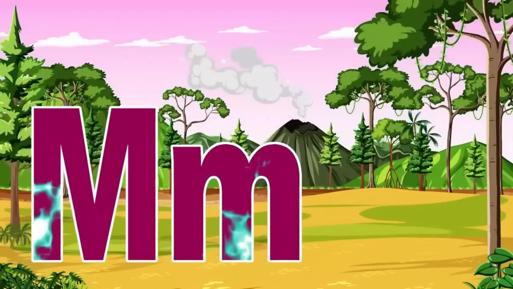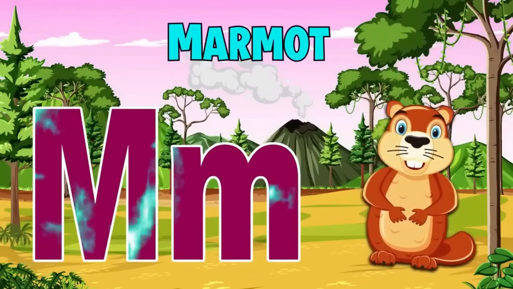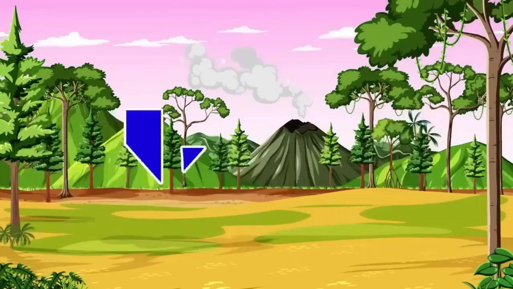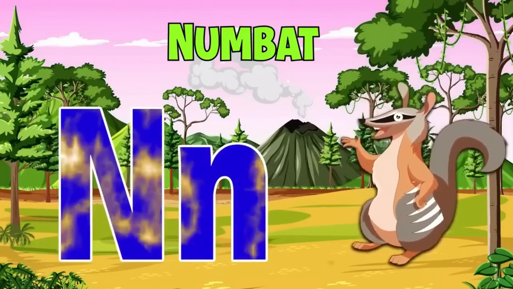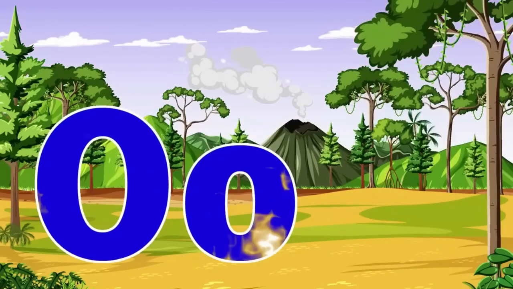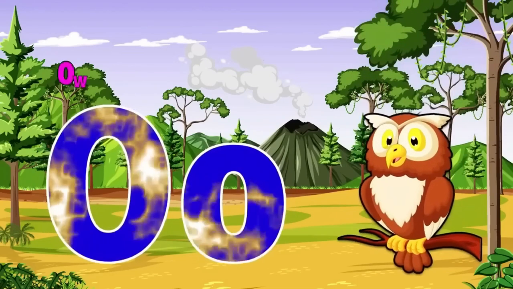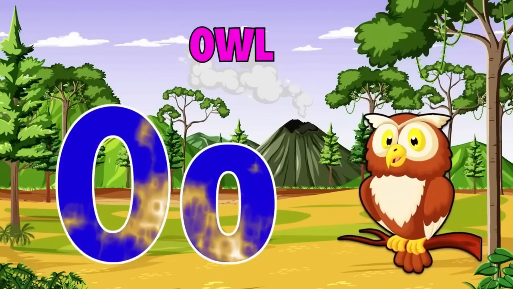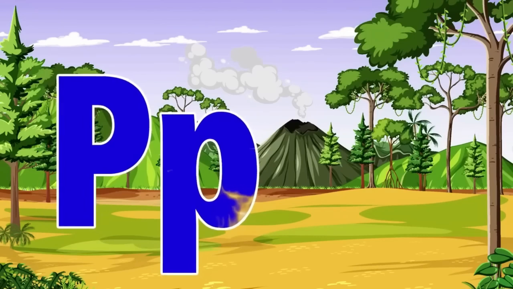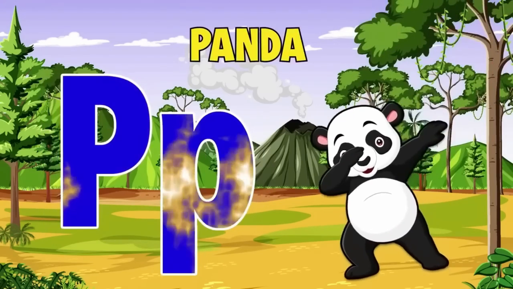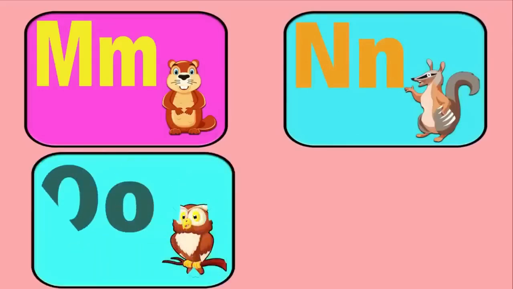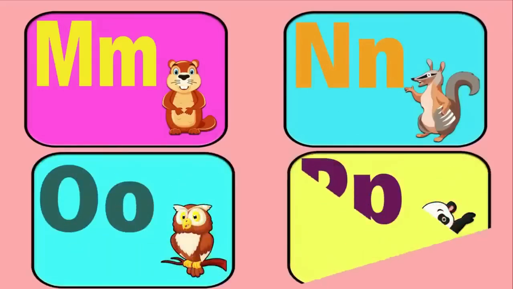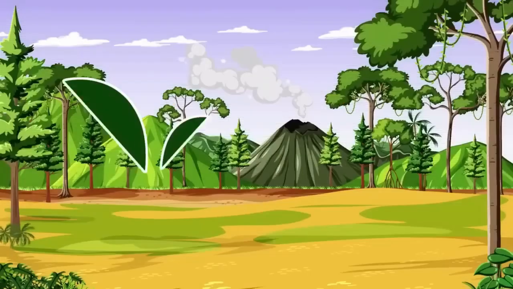Letter M. Its sound is m. M marmot. Letter N. Its sound is n. N numbat. Letter O. Its sound is o. O owl. Letter P. Its sound is p. P panda. M for marmot. N for numbat. O for owl. P for panda.